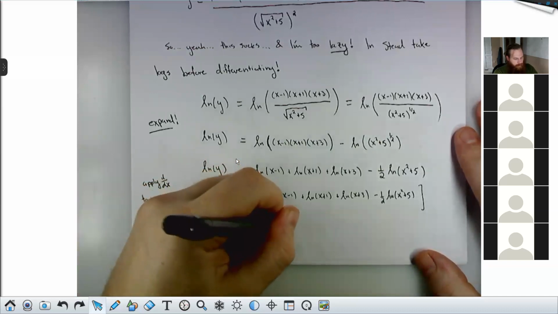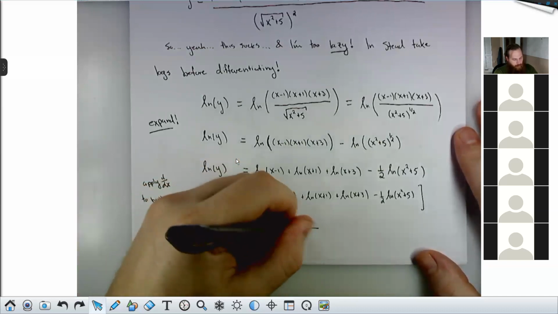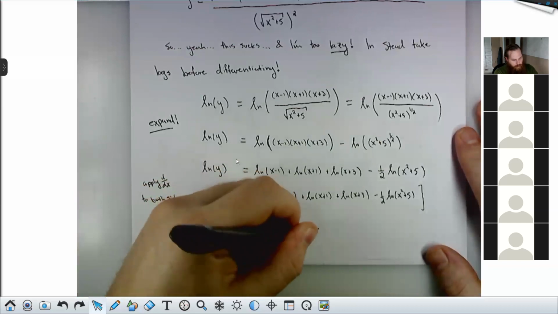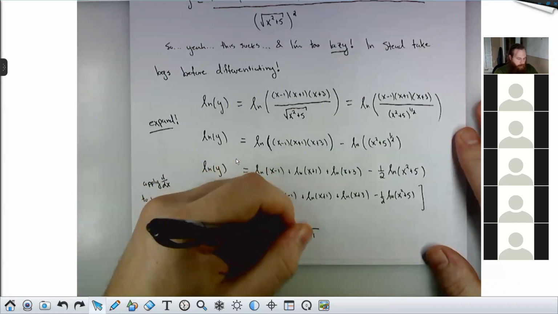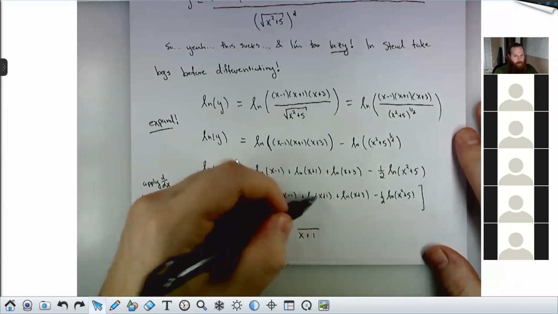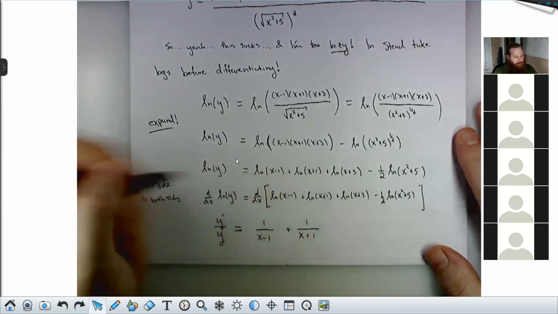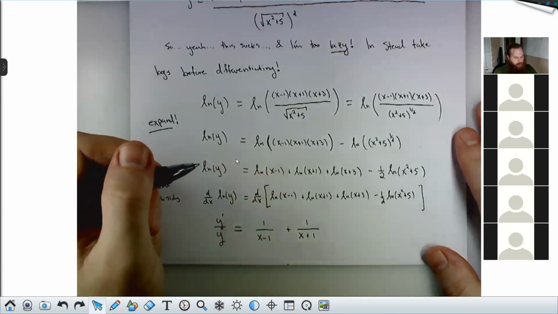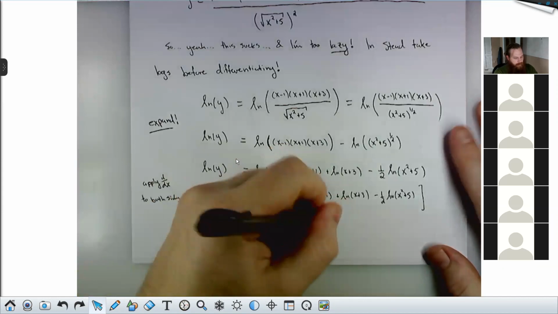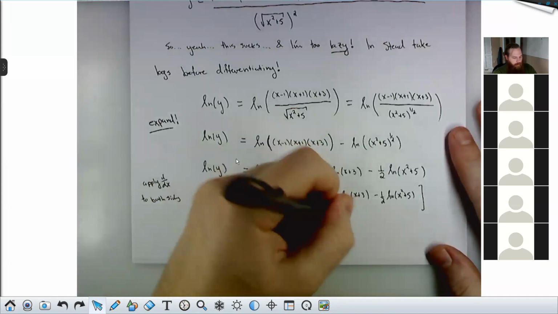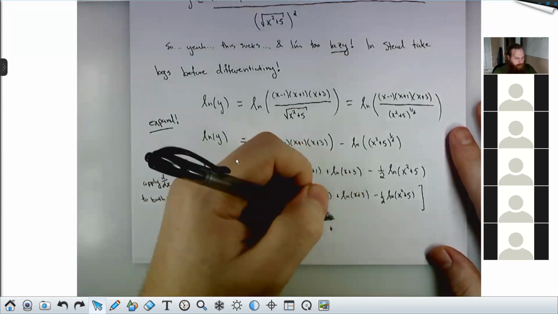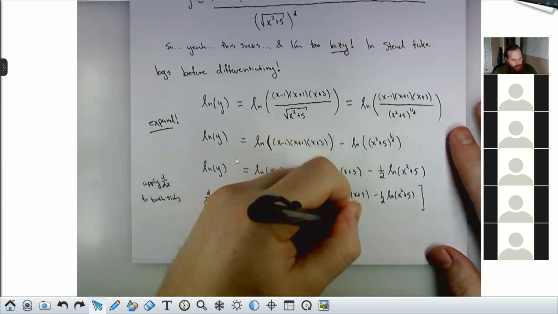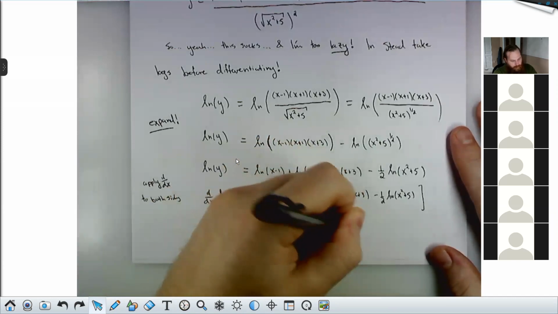The ln of x plus 1 will differentiate to something over x plus 1. The derivative of x plus 1 is also 1. The ln of x plus 3 will be x plus 3 primed over x plus 3. That's again 1 over x plus 3.